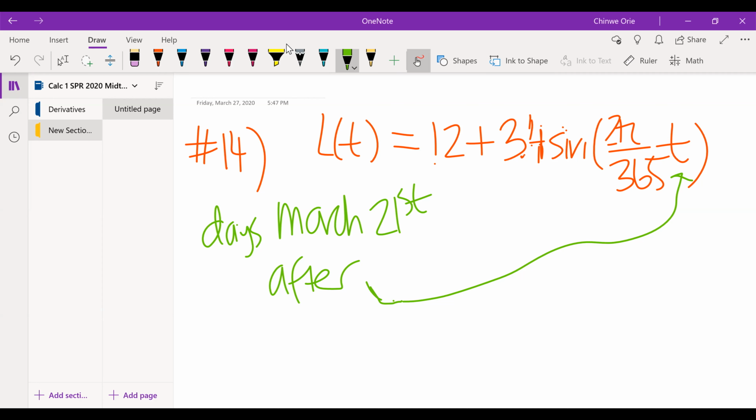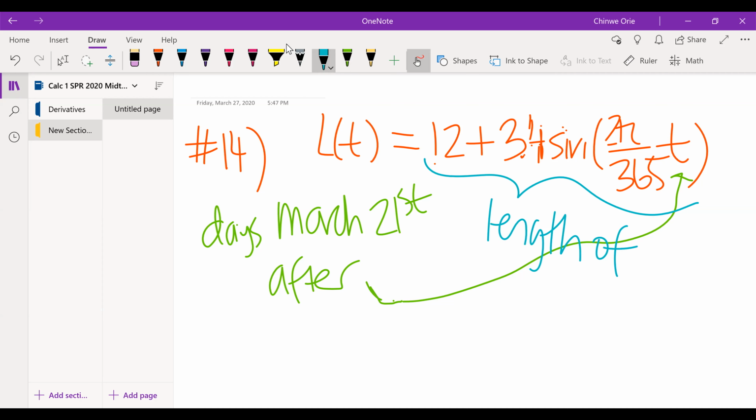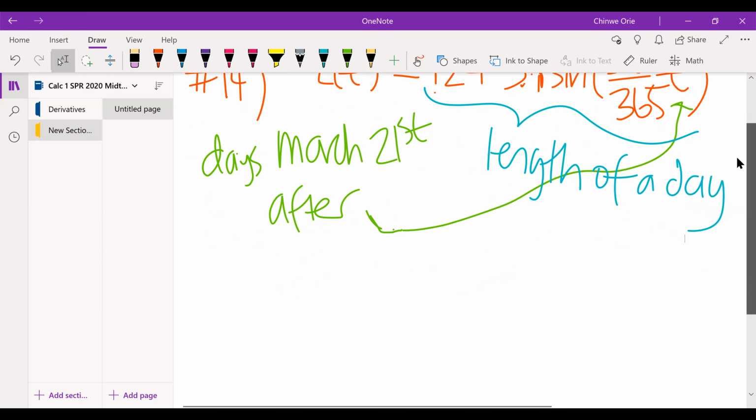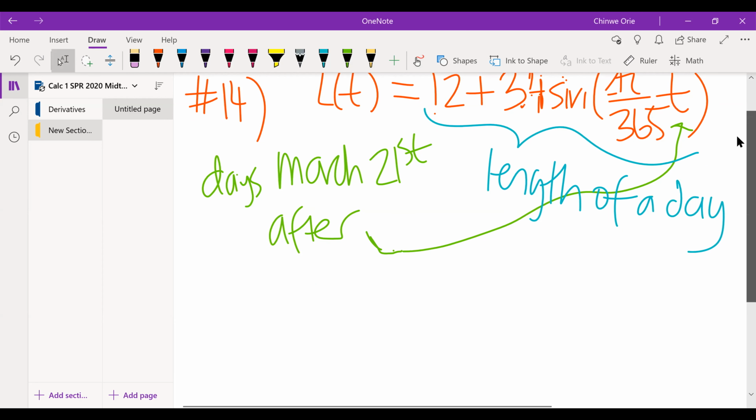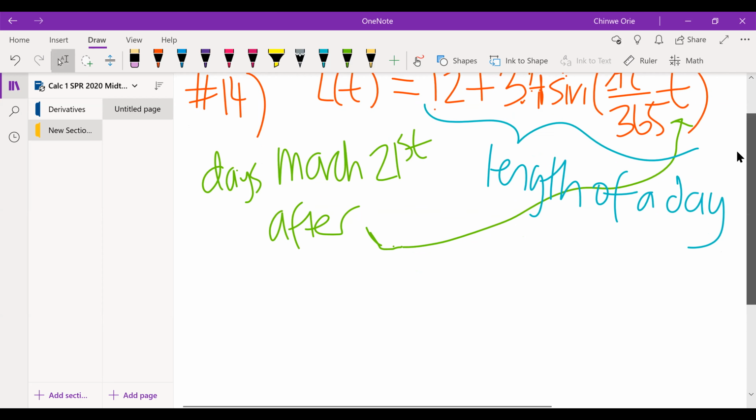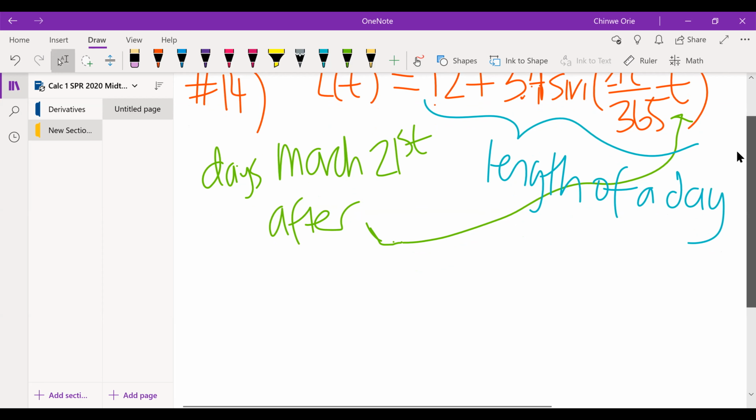So if this whole equation is talking about the length of a day in hours, and we want to talk about how much longer a day is, what does that infer? Well, you're going to subtract one day length from another day length and then convert it to minutes. Right, but that's part of it.